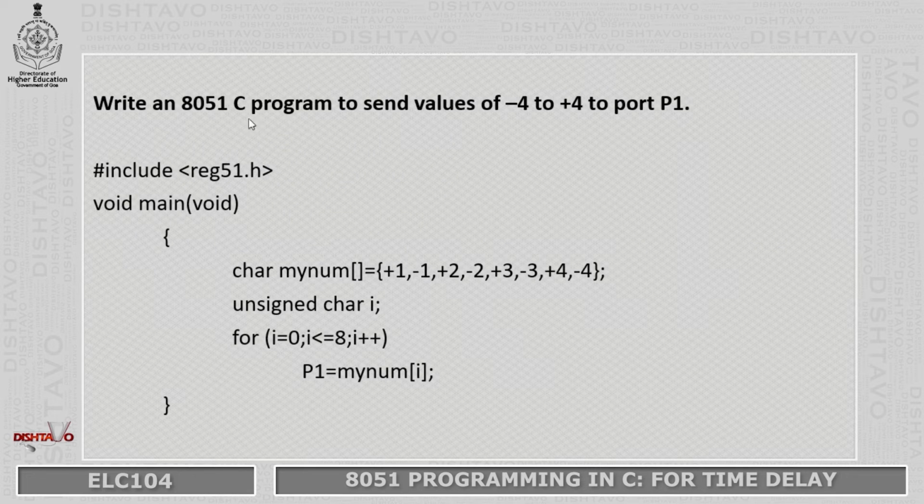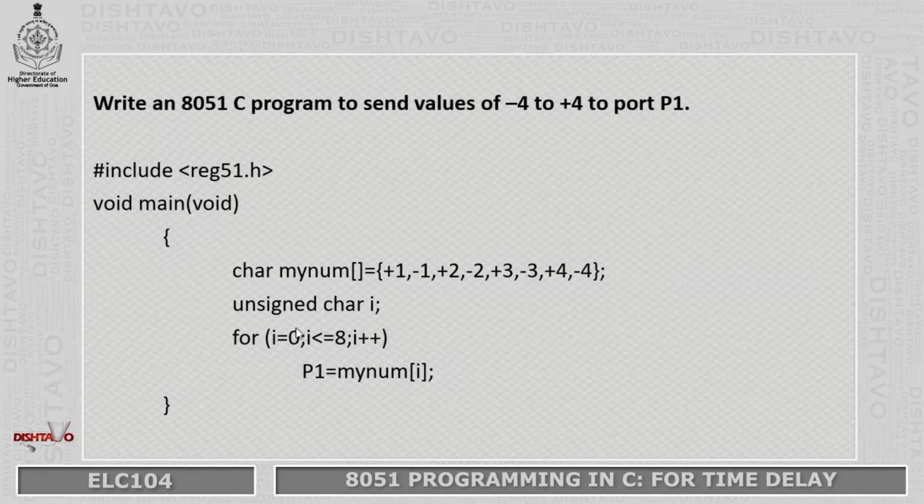Now an example is shown to you of how to write a program to send values of -4 to +4 to port 1. So over here, +1, -1, +2, -2, +3, -3, +4, -4 are the values which are required to be displayed on port 1.